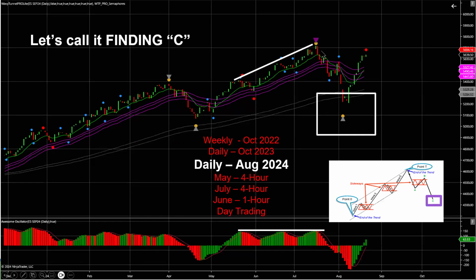Okay, it's not so easy to pick a top and to say, okay, the market is going to stop here or here or here. That's not a given. You have to wait until the market shows its hand and starts to actually correct. So this was the daily chart in August of 2024.